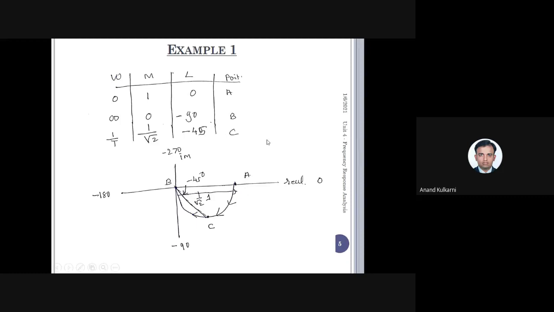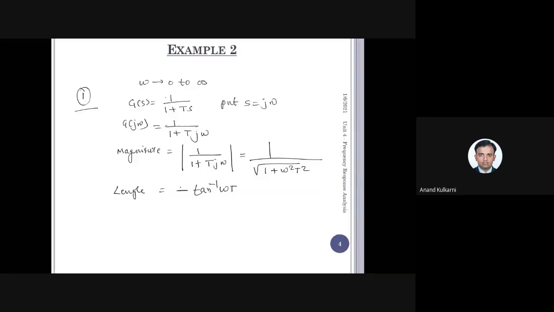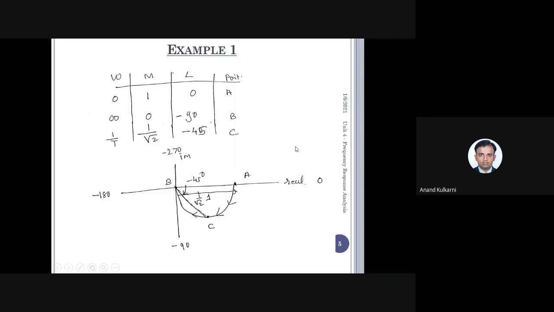And this is called a first order pole. 1 upon 1 plus TS is called a first order pole. This is a first order equation. If you remember the time response analysis, we have taken 1 upon 1 plus TS as the first order system transfer function. So this is called a first order pole because it is in the denominator.